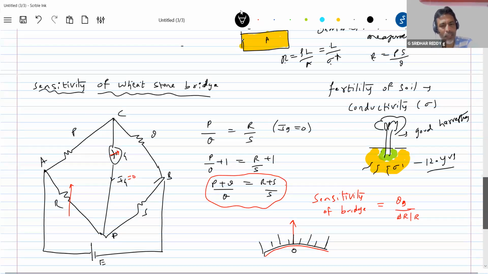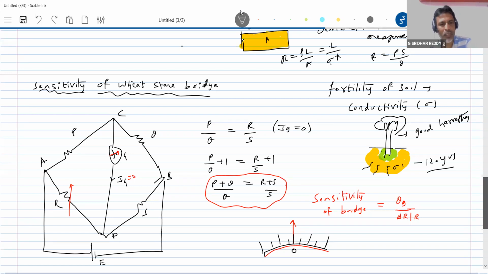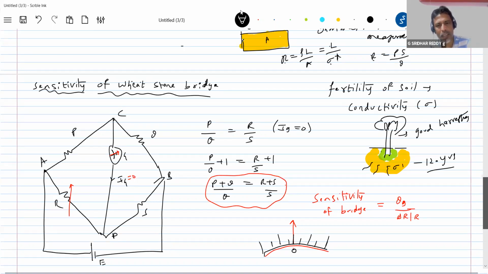The galvanometer itself is not sensitive, or the bridge is not sensitive; better you say that. It means if I produce some small change in R and there is no deflection, the pointer is still almost at 0 and we hardly notice it, then you can say the bridge is not sensitive.